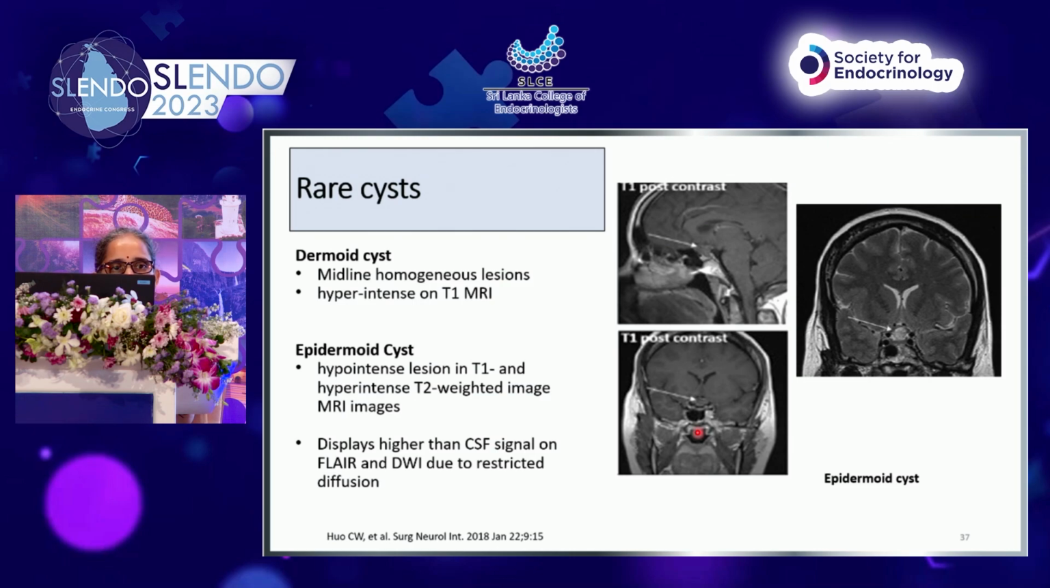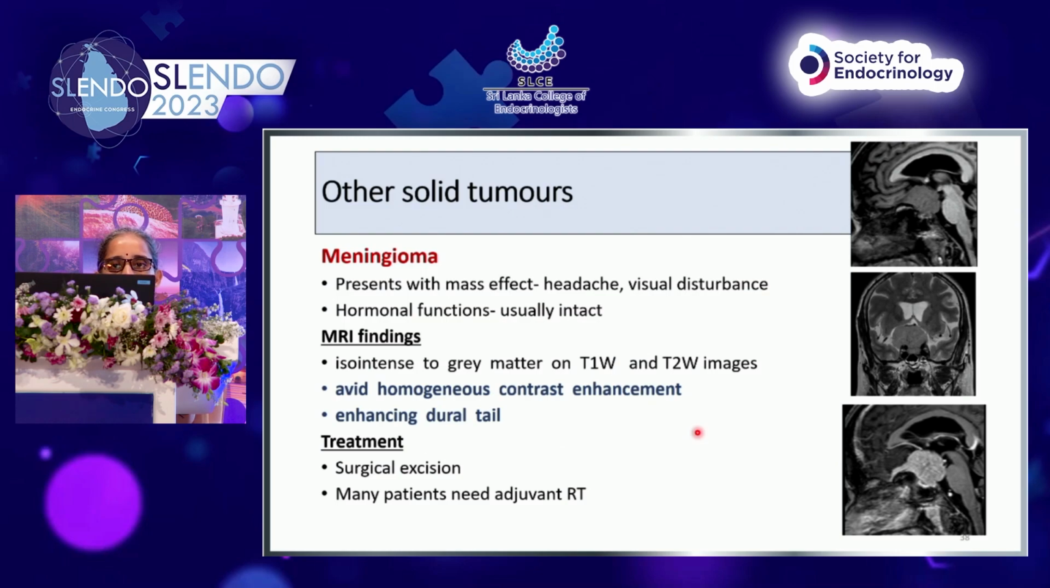Rare cysts include dermoid and epidermoid cysts. The epidermoid cyst has a classical appearance of being hypointense on T1 and hyperintense on T2 weighted images. These most commonly occur in childhood.